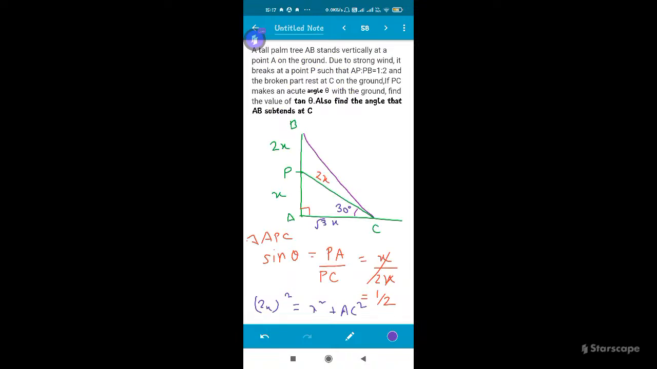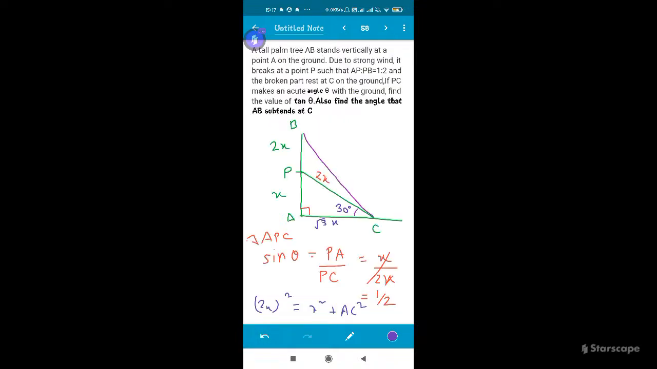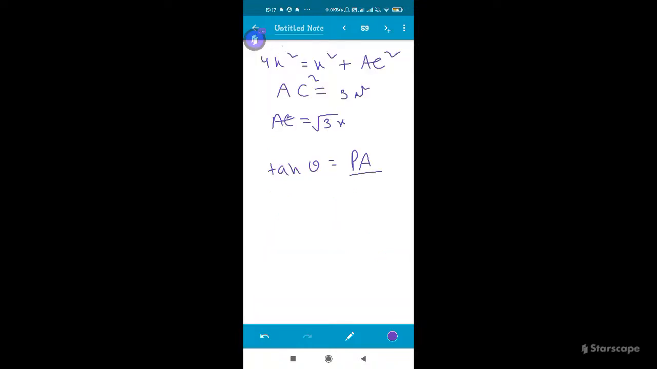Alright, now we have to find the value of tan theta. That means we have to find the value of tan 30 degree. We could have done it that way also, or if you remember the value of tan 30 degree, well and good. Otherwise, by finding out the base, you can use the formula height by base. Either one is acceptable, both are correct. So tan theta will be equal to height by base. That means PA by AC. What is the value of PA? x, and AC is root 3x. So x and x get cancelled out. So 1 by root 3. So this is the answer.